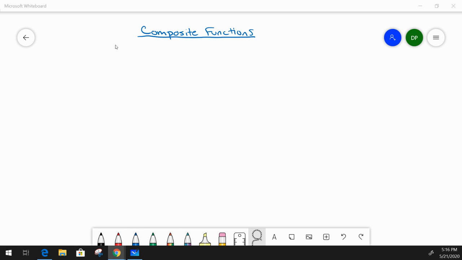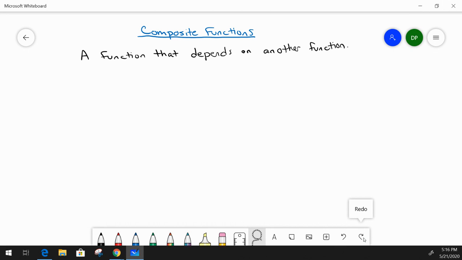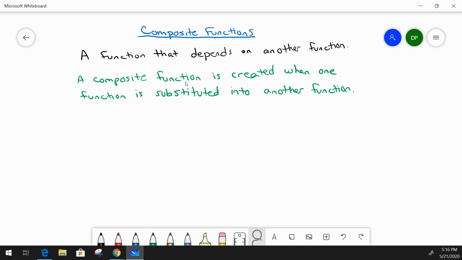In this video, we are going to be talking about composite functions. A composite function is a function that depends on another function. A composite function is created when one function is substituted into another function. There are a couple of different ways of representing the composite function.